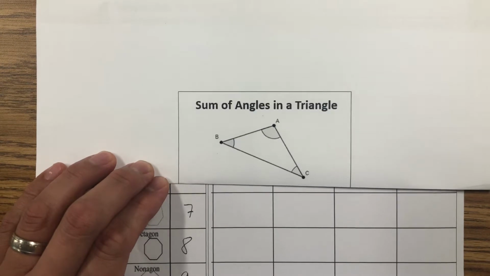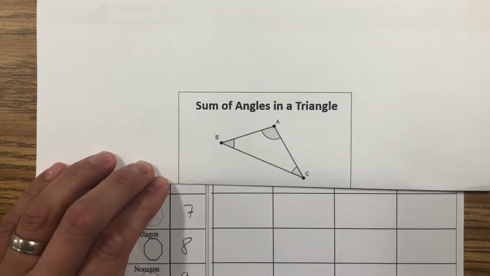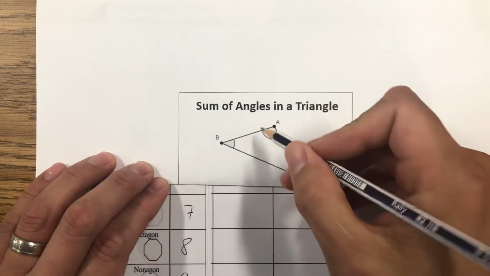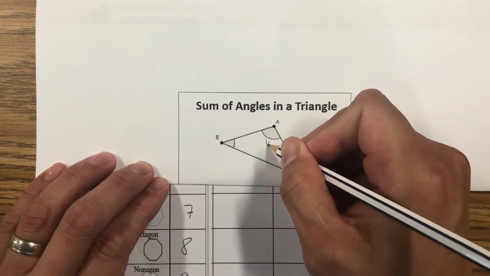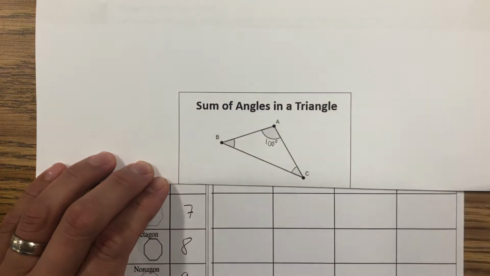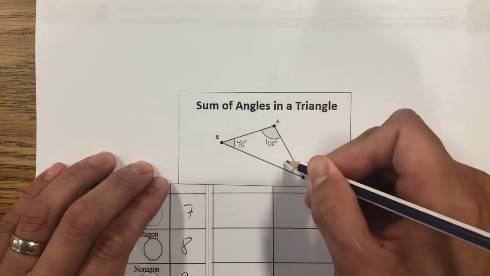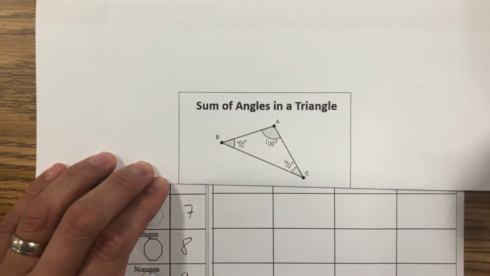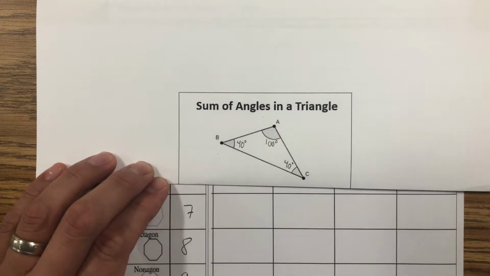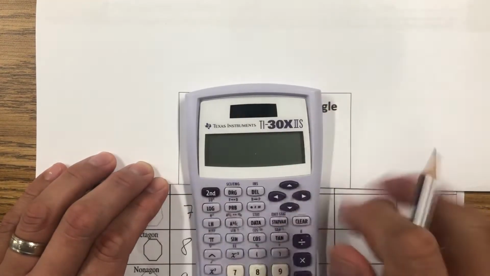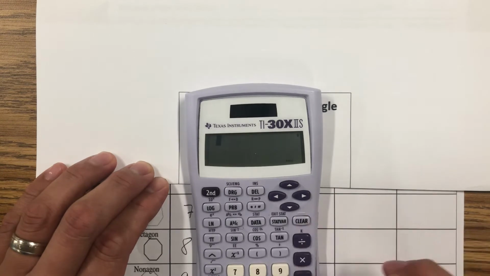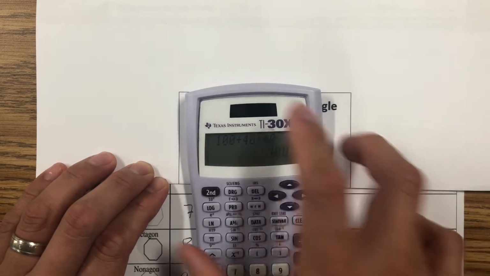You can use anything to measure it. I just use a regular protractor and measure the angle. This angle right here, after I measured, is 100 degrees. This angle I measured is 40, and this happens to be 40. If you want to, you can take out your calculator and add those up real fast. So 100 plus 40 plus 40 is 180.